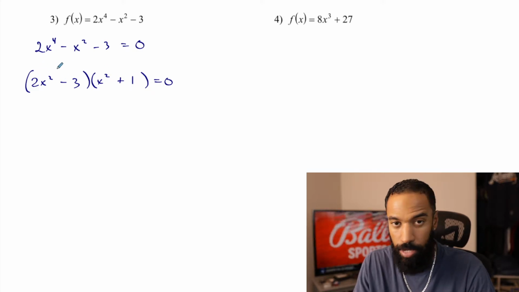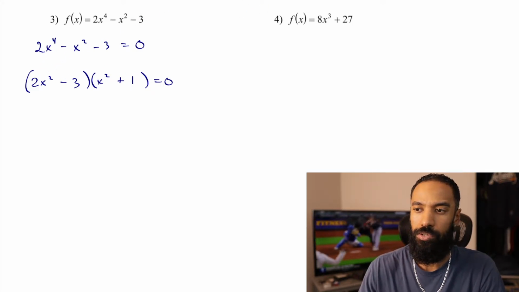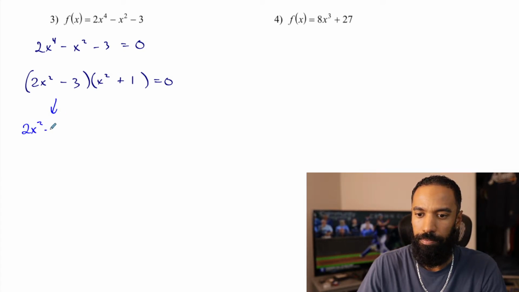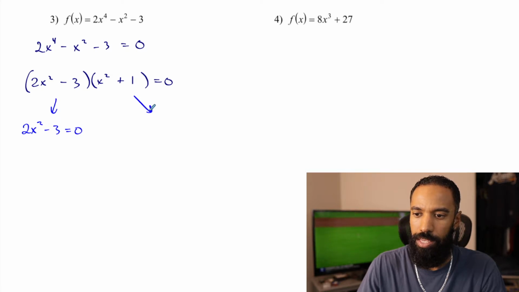Now, neither of these can factor down anymore, so what we can do is use the zero product property and say either this guy equals 0 or this guy equals 0.